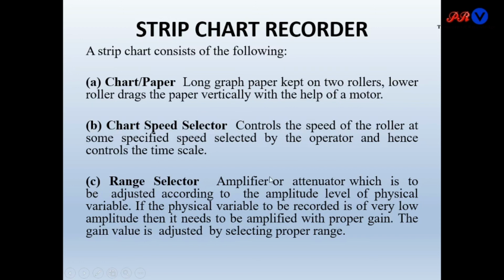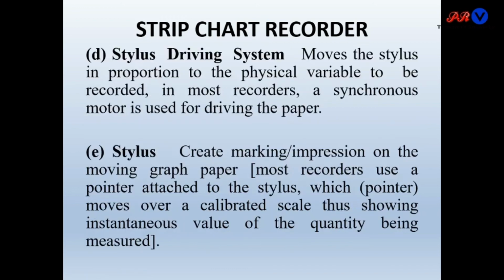Range selector, an amplifier or attenuator, is to be adjusted according to the amplitude level of the physical variable. If the physical variable to be recorded is of very low amplitude, then it needs to be amplified with proper gain. The gain value is adjusted by selecting the proper range. The stylus driving system moves the stylus in proportion to the physical variable to be recorded. In most recorders, a synchronous motor is used for driving the paper.